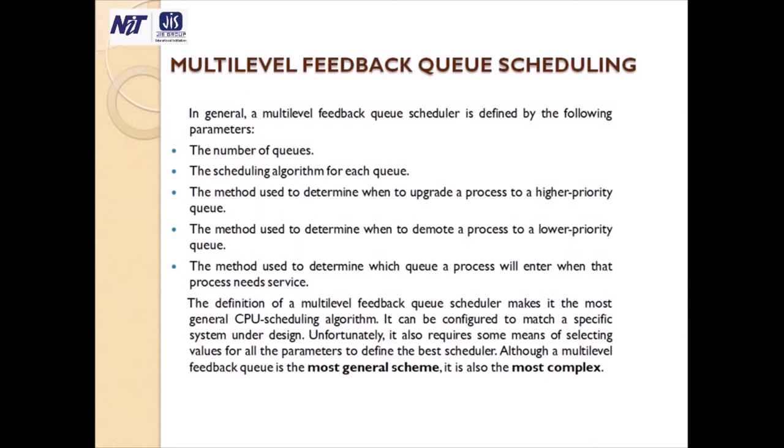A process entering the ready queue is put into ready queue 1. A process in ready queue 1 is given a time quantum of 8 milliseconds. If it does not finish within 8 milliseconds, it moves to the tail of ready queue 2. The processes in ready queue 2 execute only when ready queue 1 has no processes. The process at the head of ready queue 2 is given a time quantum of 16. If it does not complete within that time, it moves to the tail of ready queue 3. The processes in ready queue 3 are run on a first come first serve basis, and execute only when ready queue 1 and ready queue 2 are empty.